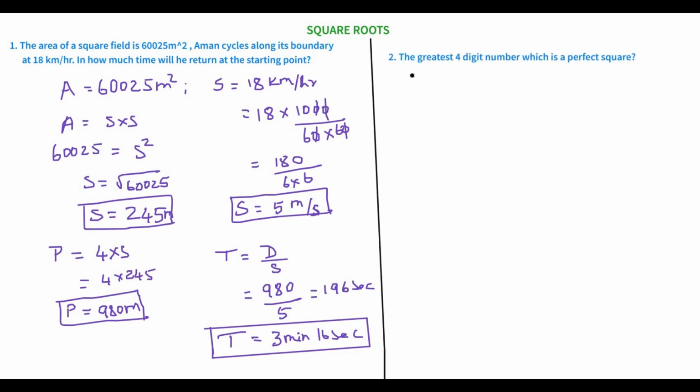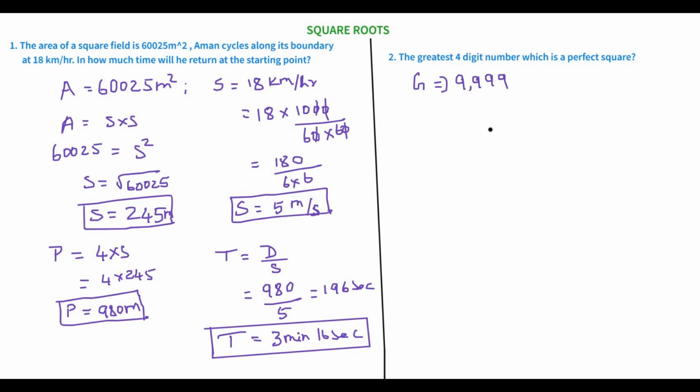The second word problem which we have taken for today is the greatest 4-digit number which is a perfect square. So now we have to form the greatest 4-digit number which is a perfect square. So as usual, what is the greatest 4-digit number? The greatest 4-digit number which we all know is 9,999. But the question is, which is a perfect square?